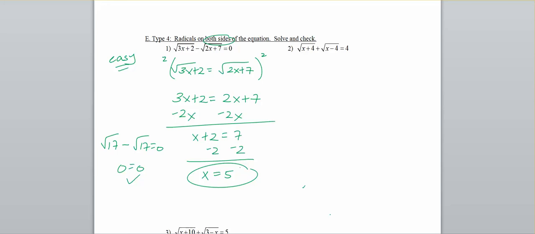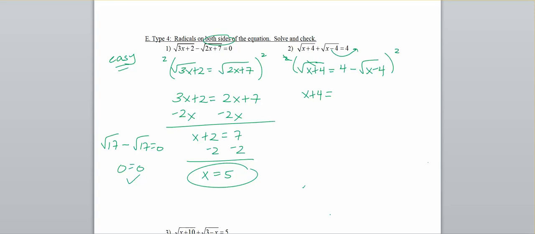All right, let's do the next one. Again, I want to start similarly where I'm going to move this guy over to the other side. So I'm going to leave one radical on the left, and then I'm going to leave 4 minus root x minus 4 on the other side. Okay, if I go to square both sides, this is where it gets tricky. All right, I square the left and square the right. Squaring the left, piece of cake. Square root of a square is just going to be x plus 4.